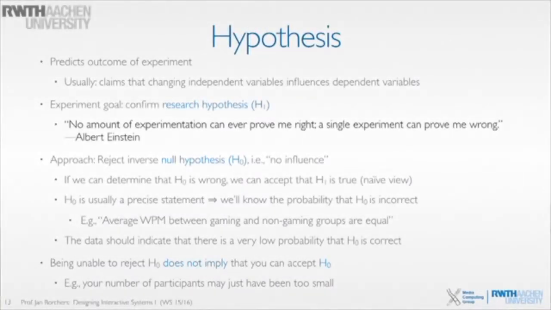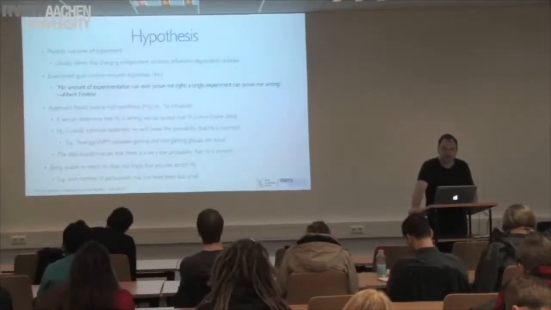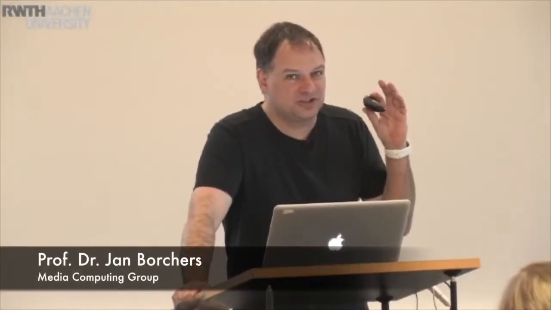Next up, the hypothesis. The hypothesis is a tricky thing because this is going to be your more precise way of formulating the question or the thing that you think is true and that you want to prove. It predicts what the outcome of the experiment is going to be. So usually the claim is that if I change the independent variable, like the color of the buttons, that's going to have an influence on our dependent variables, like how many times it gets selected by the user. And the goal of the experiment is, of course, to confirm this research hypothesis. We often call this H1.